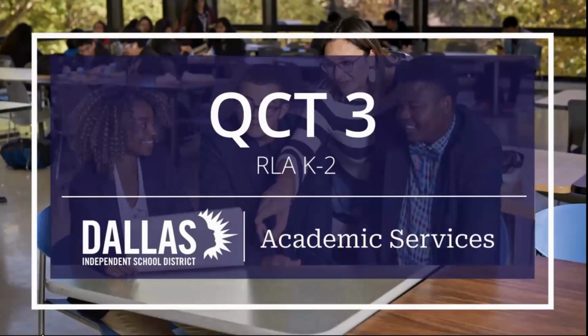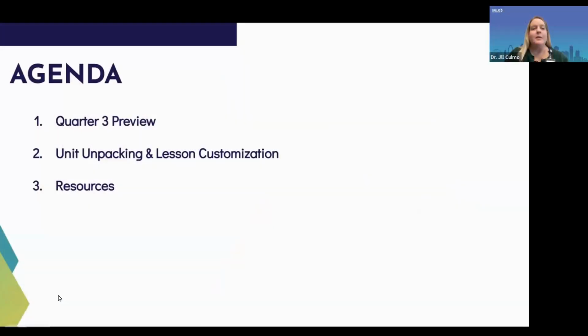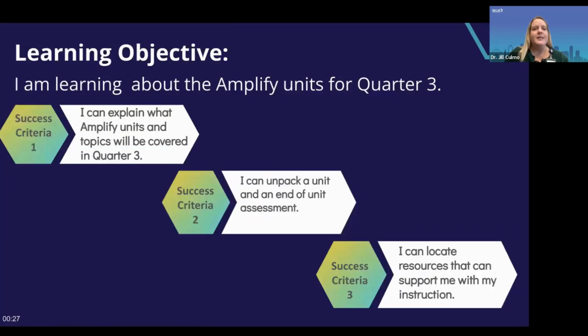Welcome to quarterly content training for RLA grades K through 2, quarter 3. Today we'll be previewing the quarter 3 curriculum for grades K through 2. We will be unpacking a unit and customizing a lesson, and then we will discuss resources to help with lesson customization. As always, we want to start with our learning objective.